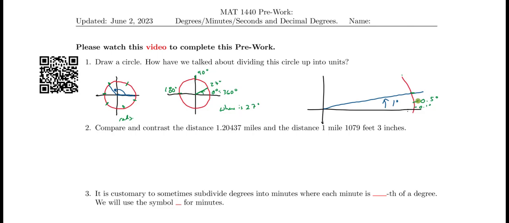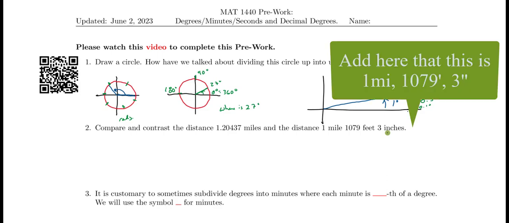What we want to do is also introduce this notion of degrees, minutes, seconds. To help us feel a little better about this, I want to do a problem in terms of distances, which we're a little more comfortable with. Here I've got a distance of 1.20437 miles, and I want you to contrast that with the distance 1 mile, 1,079 feet, 3 inches. You might guess this, and you'd be right. These are actually the same distances.